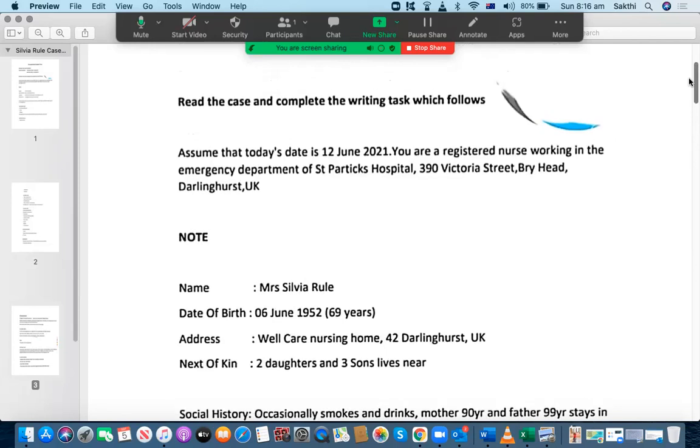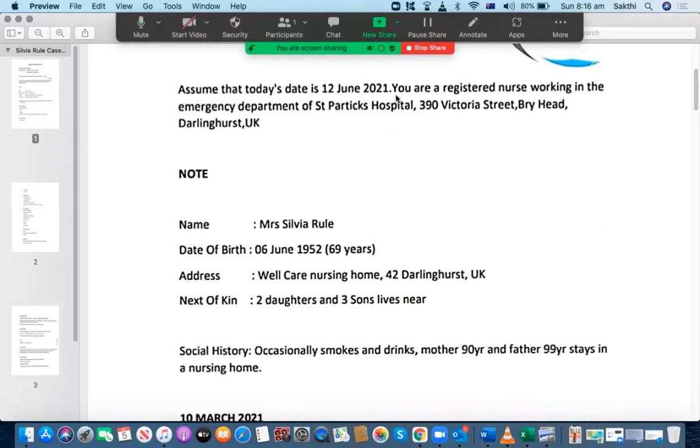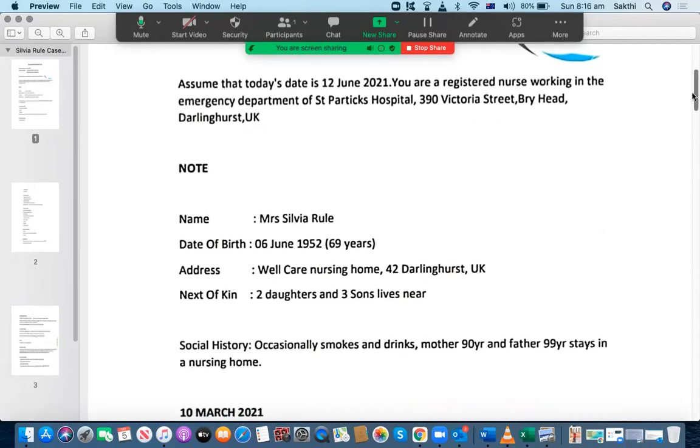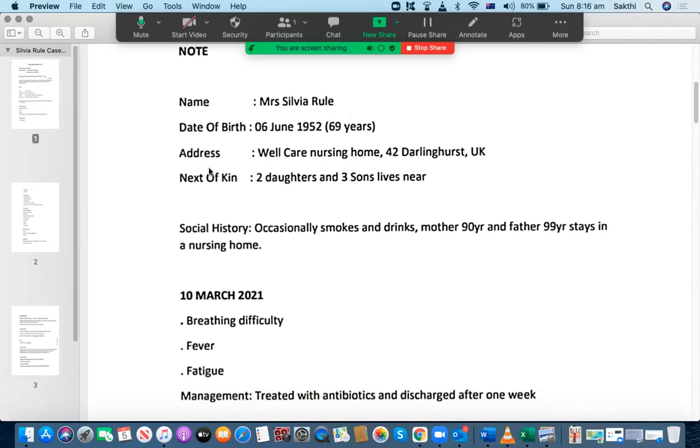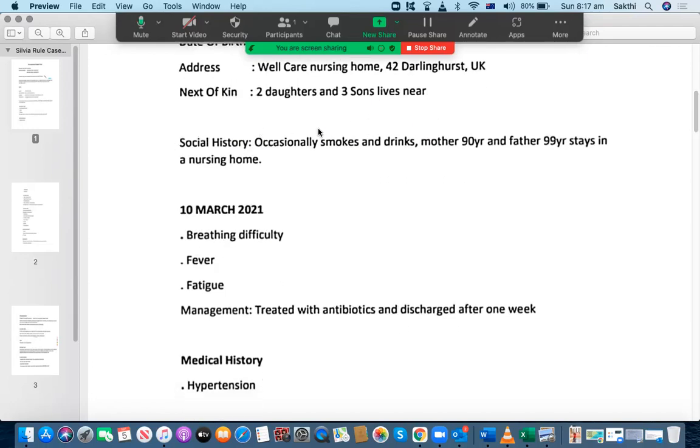Assume that today's date is 12 June 2021. You are a registered nurse working in the emergency department of St. Patrick's Hospital, 390 Victoria Street, Brayhard, Darlinghurst, UK. That's all right. Let's go through this. Name, Mrs. Silvia Rule. You have included that. Date of birth, that's fine. Welker Nursing Home Agency, that's where she has been living, which means the recipient should already have all this information. Next of kin, two daughters. We don't need to include any information regarding the social and the medical history. Remember this. So I'm not going to include anything here. Okay, let's go to the next one.